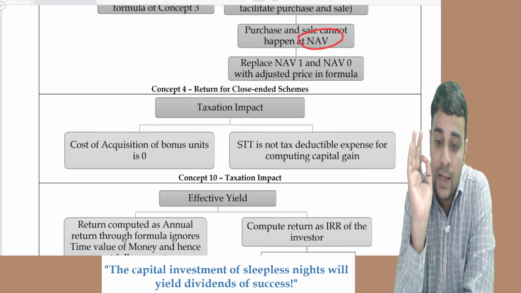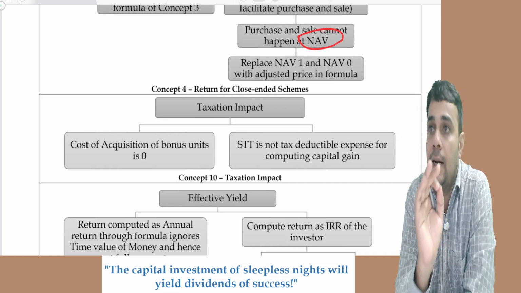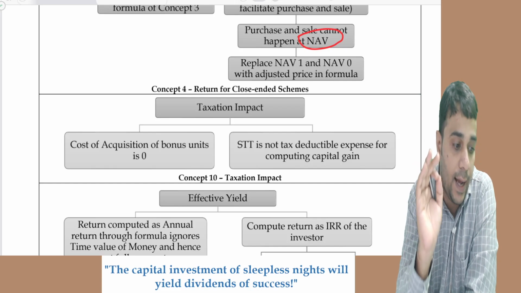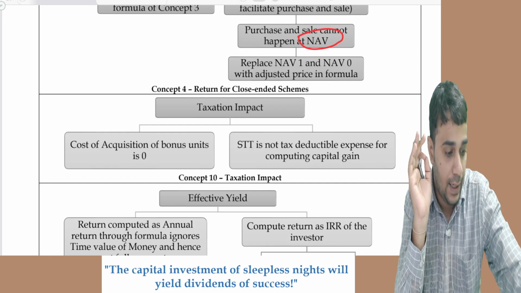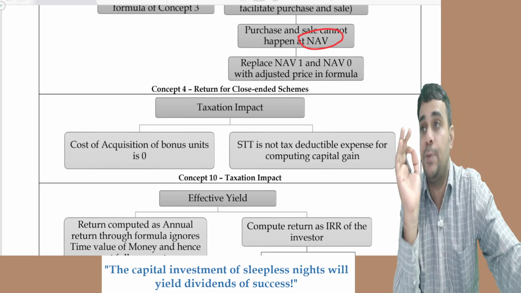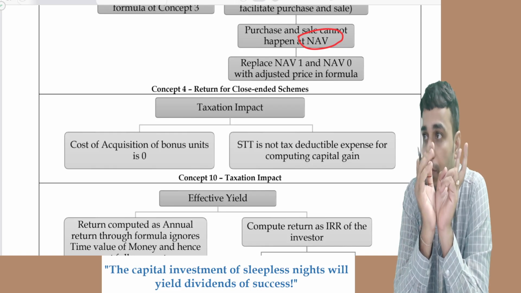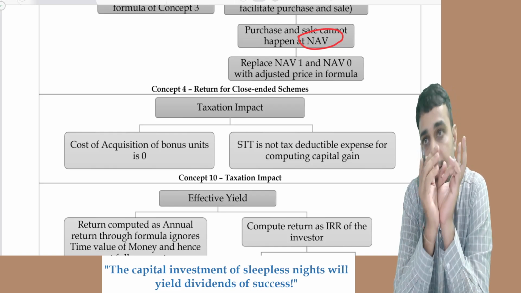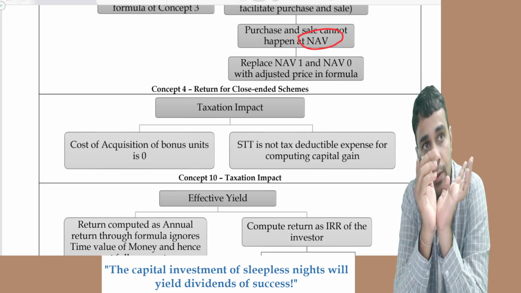I'm explaining that. Securities transaction tax is not a tax deductible expense. It is not a tax deductible expense for computing capital gain. When you calculate capital gain, you will not have tax deductible expense. That STT will not be subtracted in the calculation. These 2 points you have to see. STT is not a tax deductible expense and cost of acquisition of bonus units is 0. Clear?